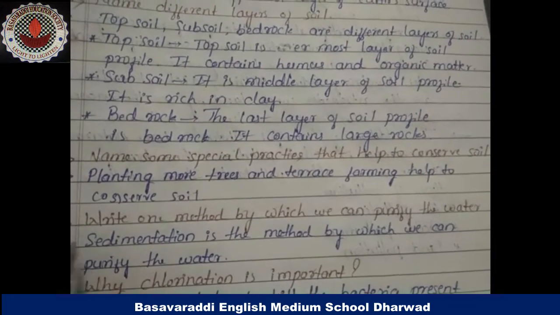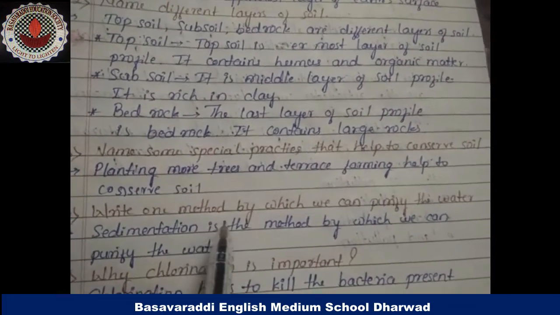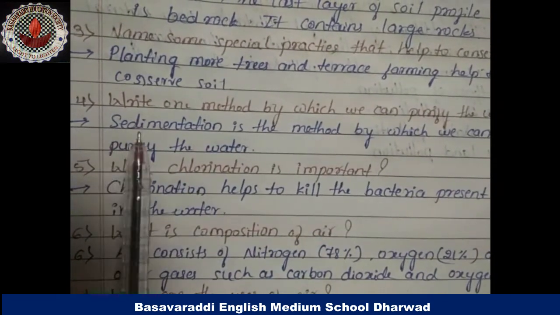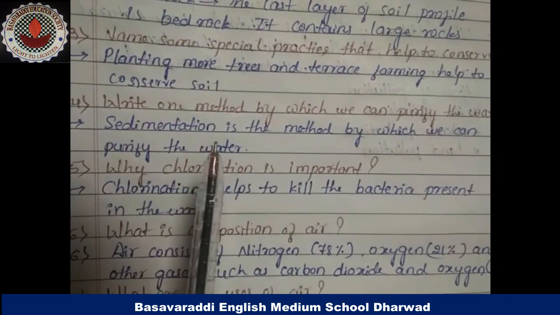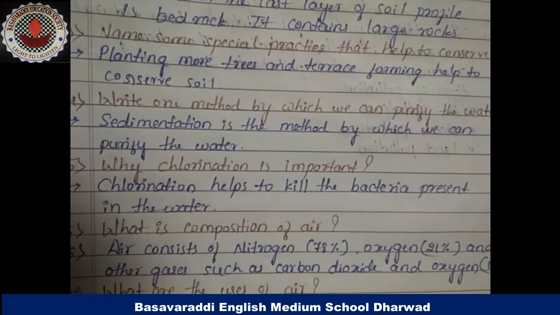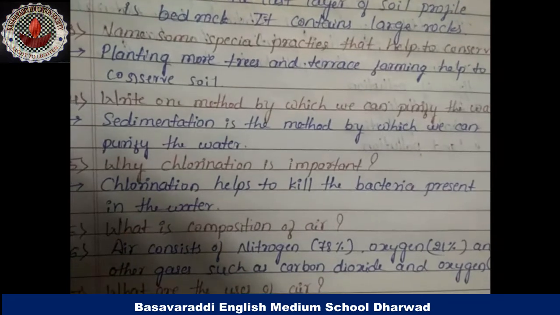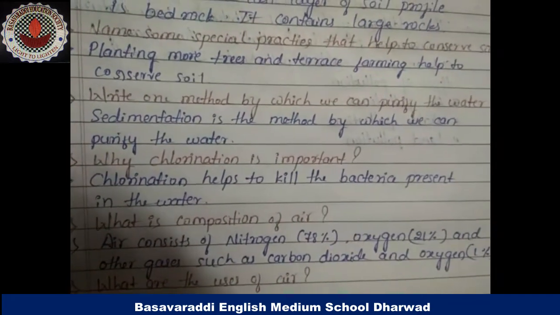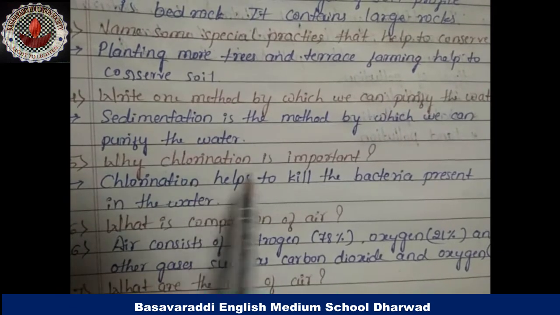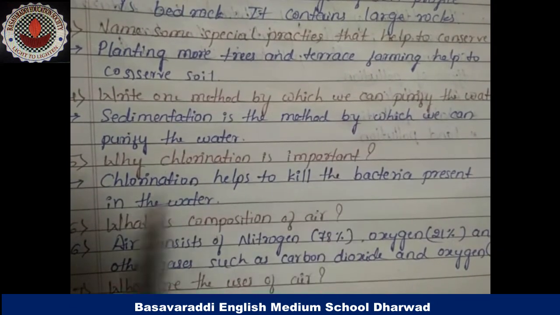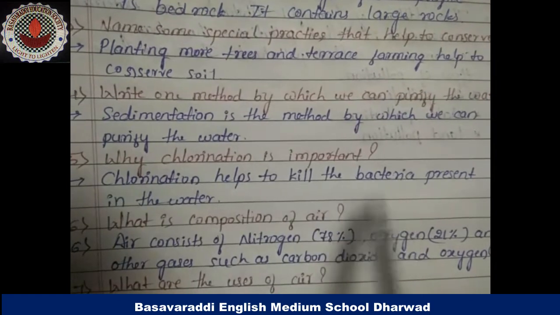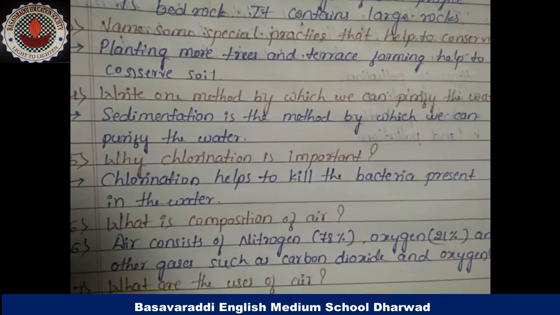Next, fourth one, write one method by which we can purify the water. Answer, sedimentation is the method by which we can purify the water. Okay, this is the answer for the fourth question. Next, move to the fifth one. Why chlorination is important? Answer, chlorination helps to kill the bacteria present in the water.